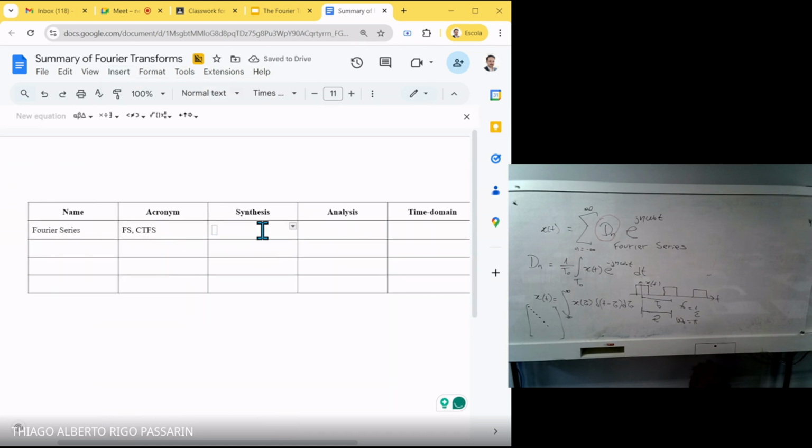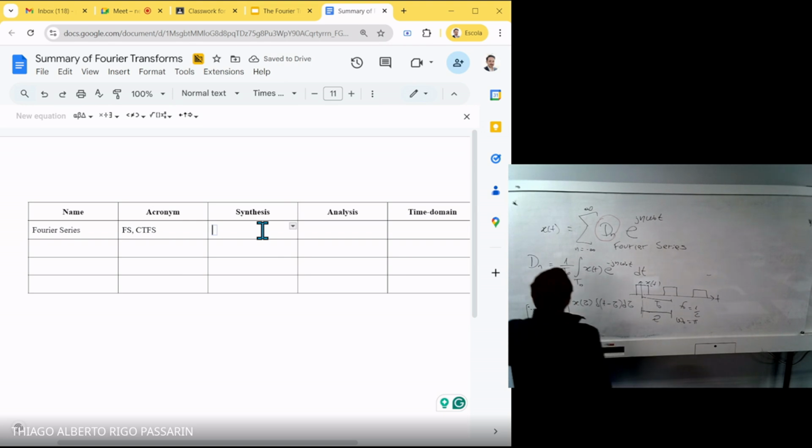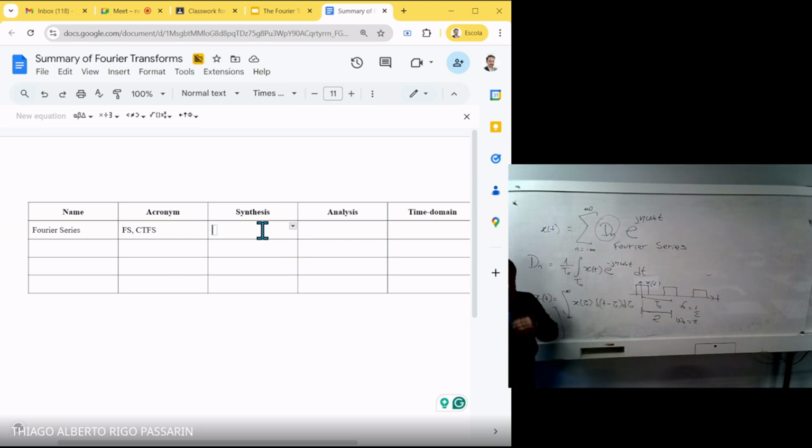So synthesis, when you want to synthesize the signal from the basis vectors, which of these two equations do I have to use? The upper one or the bottom one? The upper one or the lower one? Repeat the question.